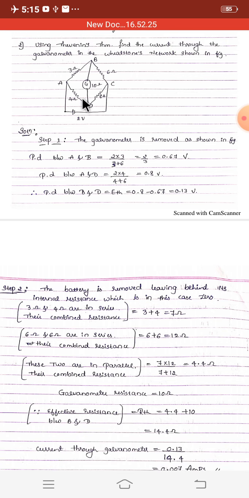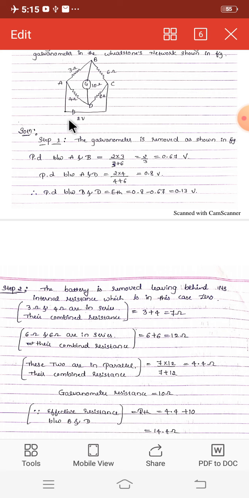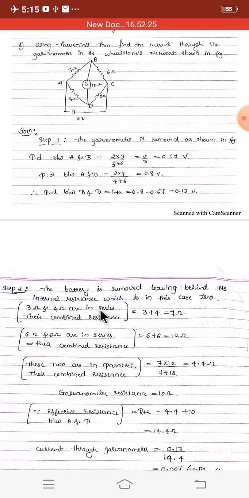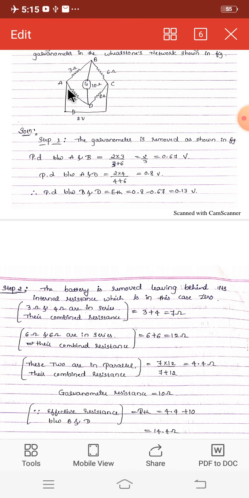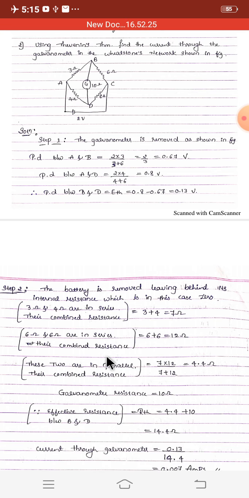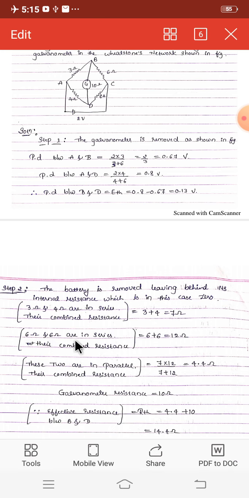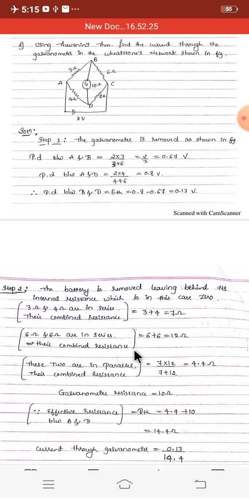Next, step 2: the battery is removed, leaving behind its internal resistance, which in this case is 0. See here, first remove the galvanometer, that is step 1. In the second step, just remove the battery. So 3 ohm and 4 ohm are in series. When resistances are in series, R1 plus R2, so 3 plus 4 equals 7 ohm. Next, 6 ohm and 6 ohm are in series, their combined resistance is 6 plus 6, 12 ohm.